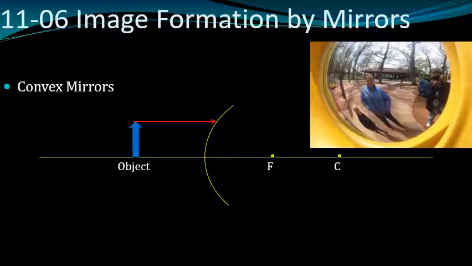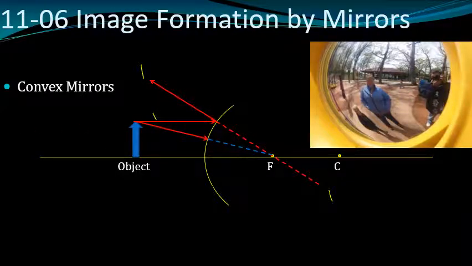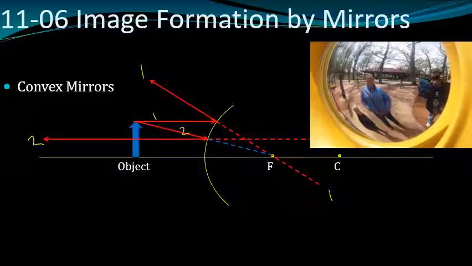Our ray 1 goes parallel and reflects through F. Only way to get that to happen is if we draw it like that. So remember, it's reflecting away from the mirror to the real world. Ray 2 goes towards F, but reflects parallel. So this is 2. And notice that it's diverging, definitely, so I have to trace them backwards. Ray 3 goes straight through C and back.